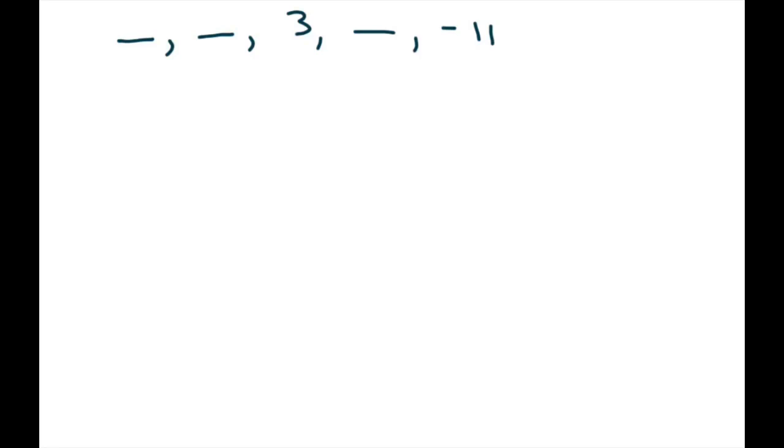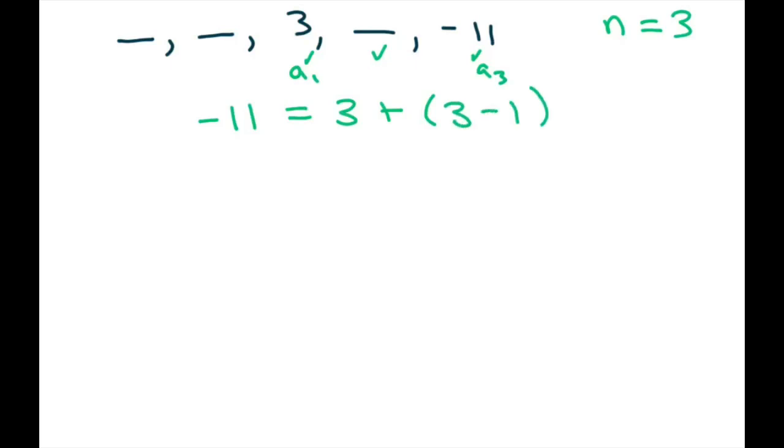is this one. We can do the same thing here. I'm going to let my last term be negative 11, and I'm only going to look at 3 terms, 1, 2, 3, and just find d. I'm going to consider this my first term, and this my last term. So first term plus, my number of terms is 3 minus 1 times d. Now I'm going to subtract the 3 from both sides. That gives you negative 14 equals 2d, and then divide both sides by 2, so your d is negative 7.